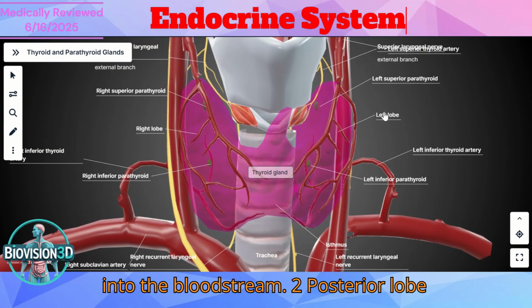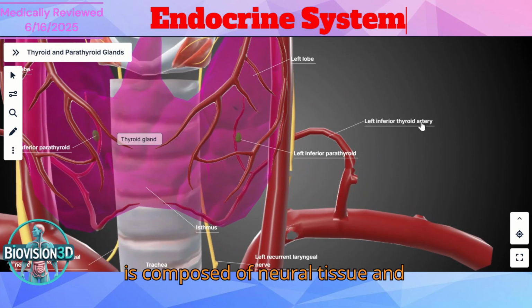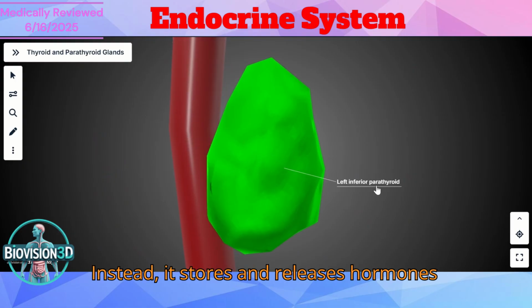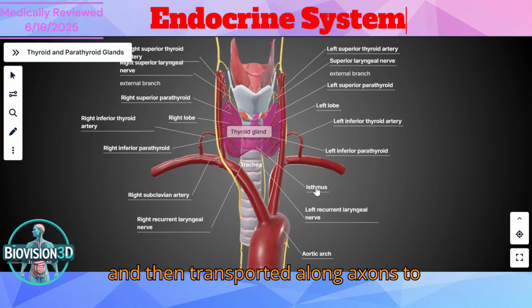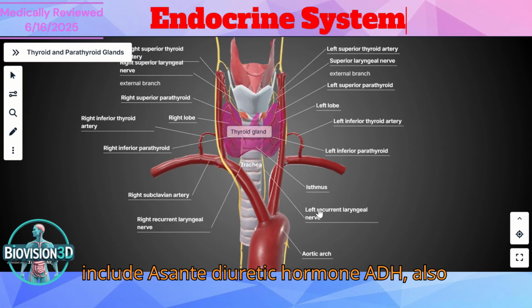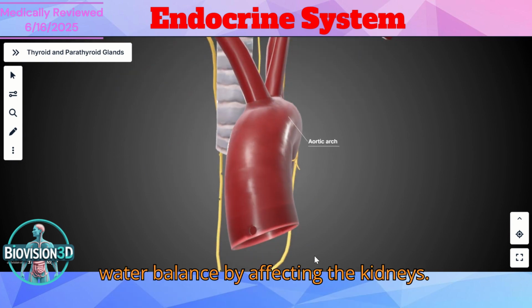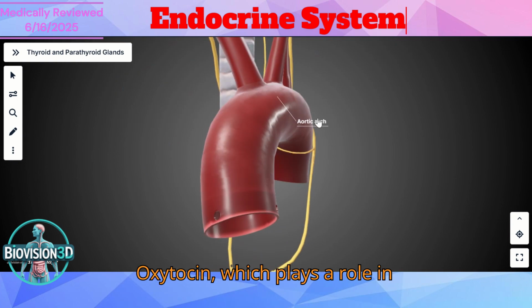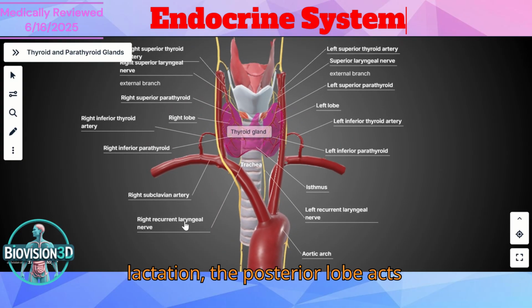2. Posterior lobe, neurohypophysis. The posterior lobe is composed of neural tissue and does not produce hormones itself. Instead, it stores and releases hormones that are synthesized in the hypothalamus and then transported along axons to the posterior pituitary. These hormones include antidiuretic hormone, ADH, also known as vasopressin, which regulates water balance by affecting the kidneys; oxytocin, which plays a role in childbirth by stimulating uterine contractions and milk ejection during lactation.